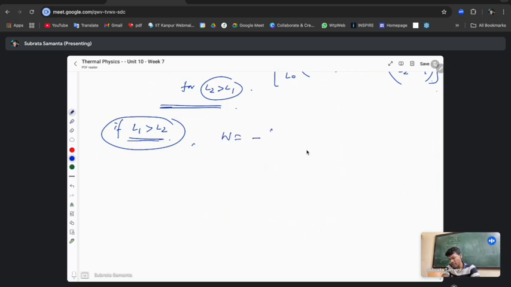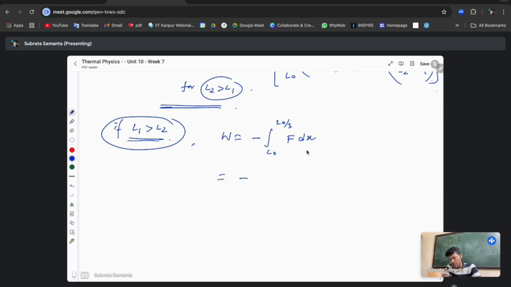W equals minus the integral, let's say we're changing the length L0 to L0 over 3 in the given problem. We put an extra minus sign, because we are changing the length from a higher to a lower value, so the dx is negative. That means the work is positive, so we put an extra minus sign in front of this.